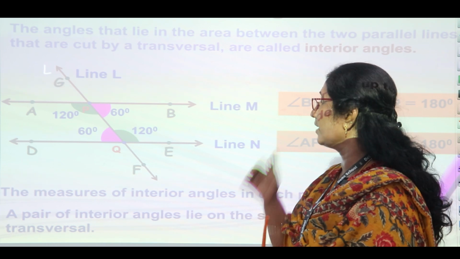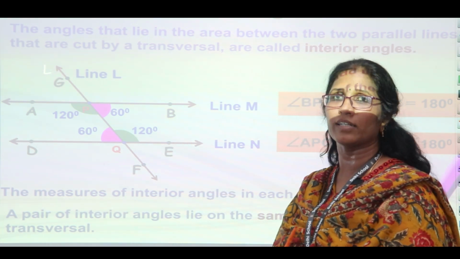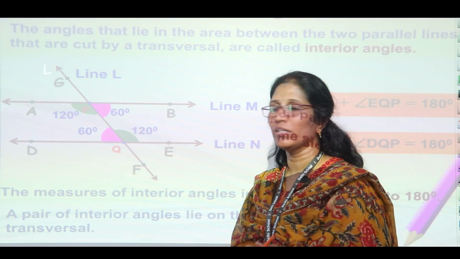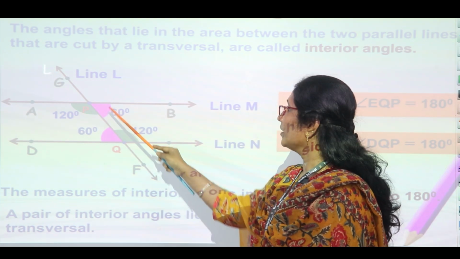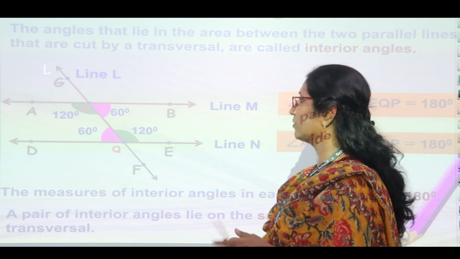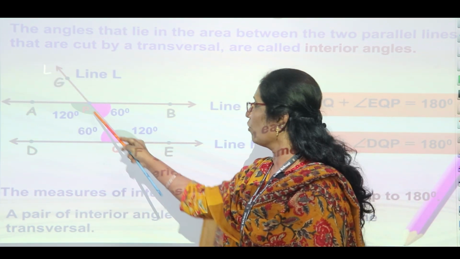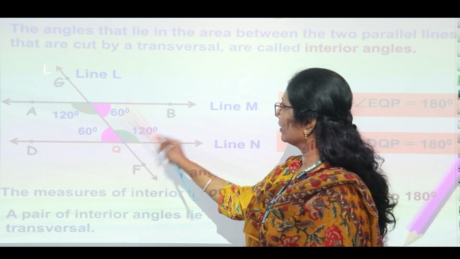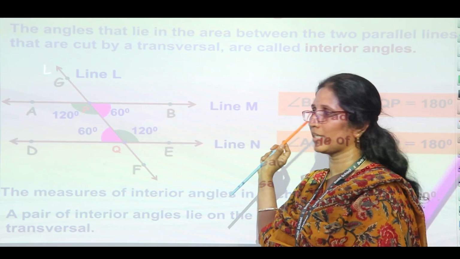Next, interior angles, which we can also call co-interior angles. There is one more pair of angles which lie between the parallel lines and should be on the same side of the transversal. You can see here 120 and 60 degrees. Both are interior and lie on one side of the transversal, and on the other side, 60 and 120 are again both on the other side of the transversal.